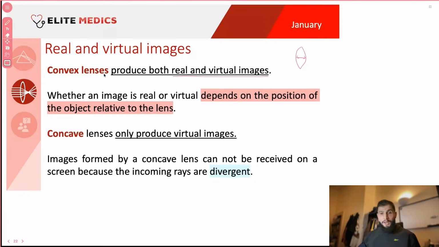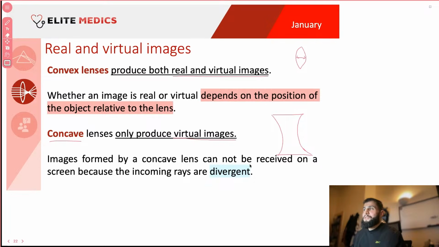Now it's very simple. So convex, it can be either or, it can be both, okay? It can be one or the other. Concave, they only present virtual images. All right? With concave, they only present virtual images. The reason being, if we take a look at the lens, and we have a lens like this, a concave lens, it only happens with virtual.